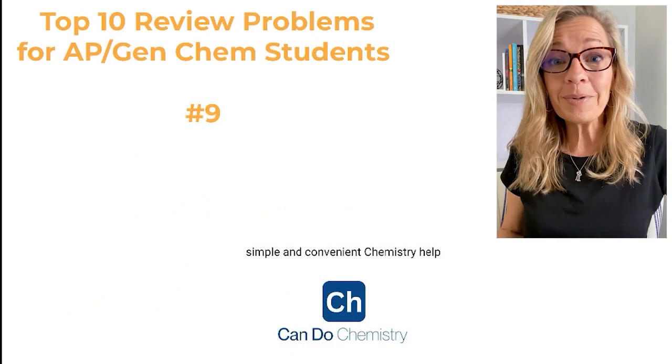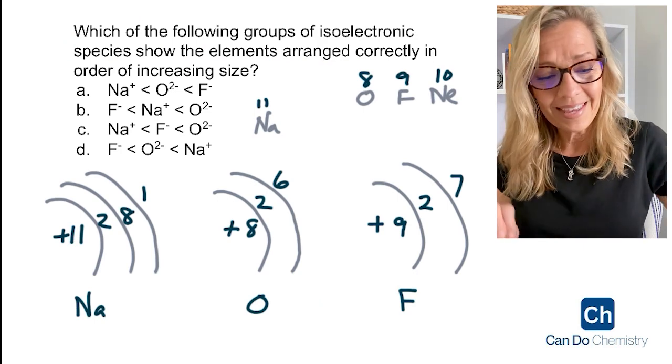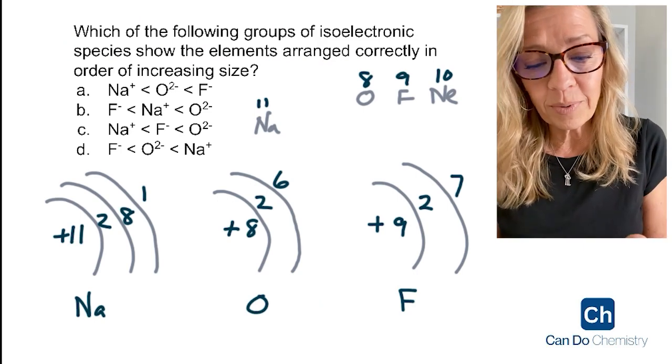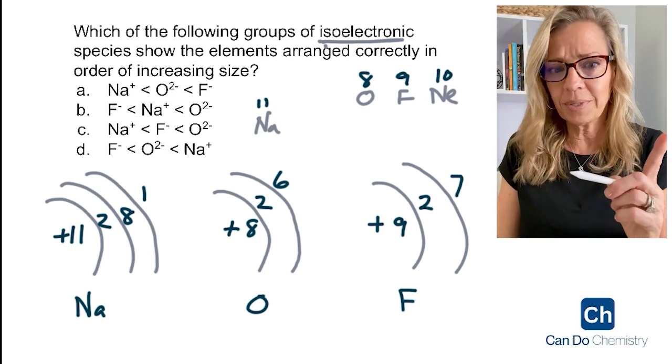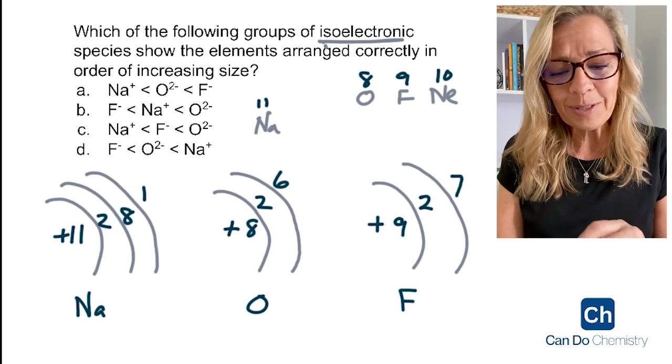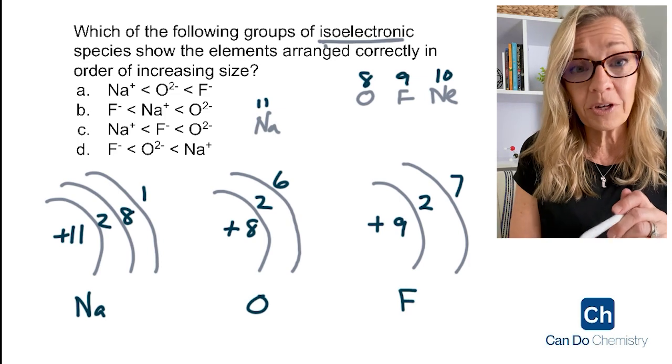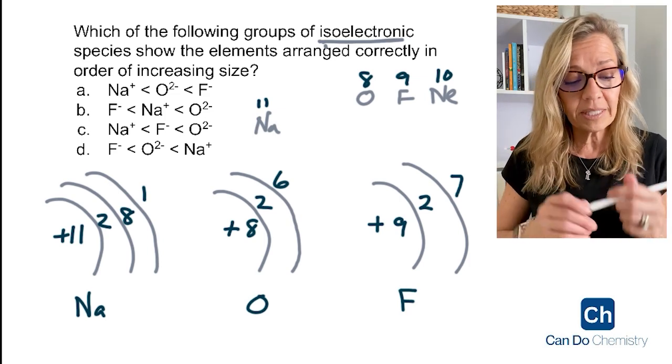Review problem number 9. Let's go. Which of the following groups of isoelectronic species, not sure what that means, show the elements arranged correctly in order of increasing size? So we've got to put these things in order.